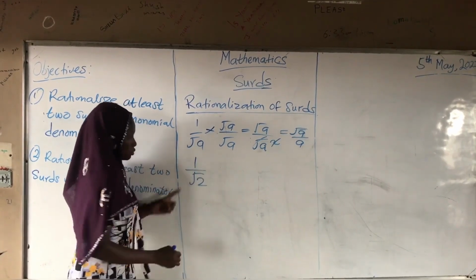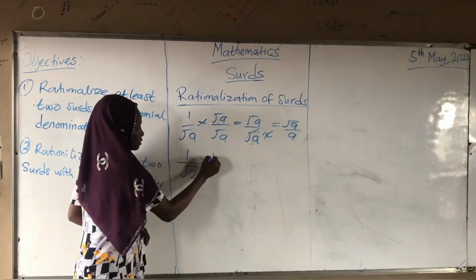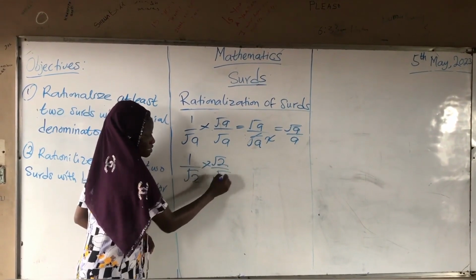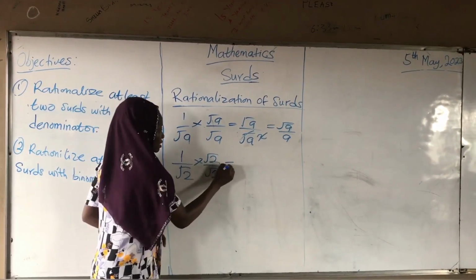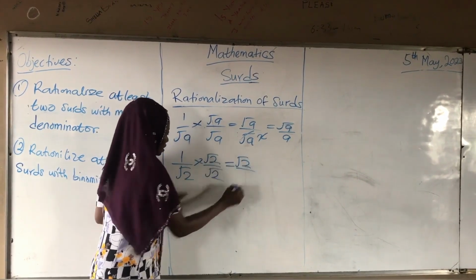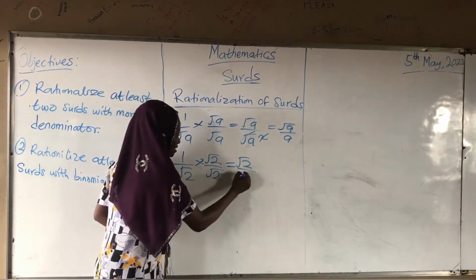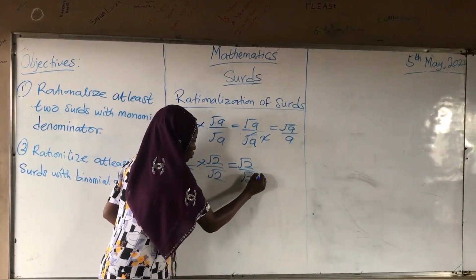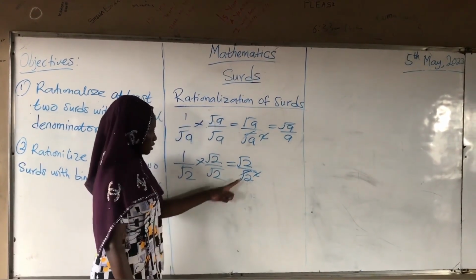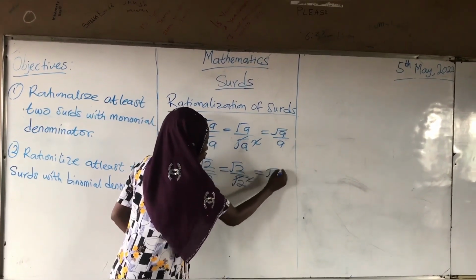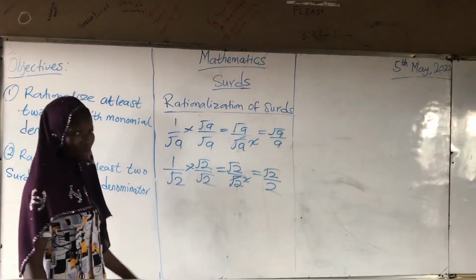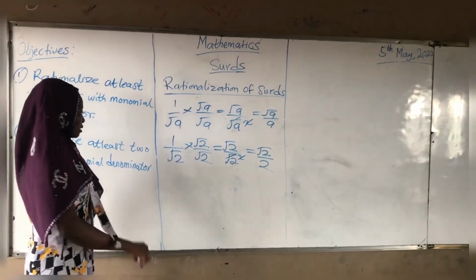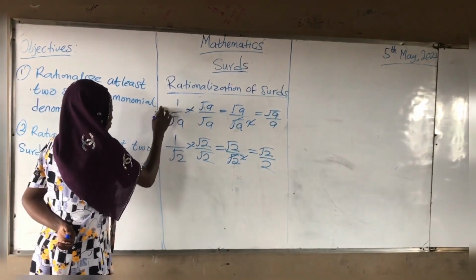Next, 1/√2. We multiply the numerator by √2 and the denominator by √2. So this will give us √2 over √2 times √2, which is what? 2. That is (√2)². So the square takes the root away, leaving 2, which gives √2 over 2. So this is the monomial type. Look at another example.